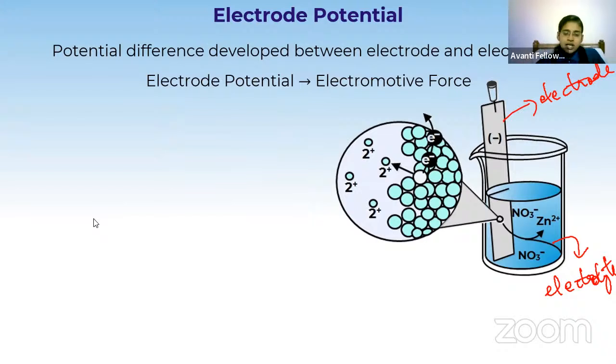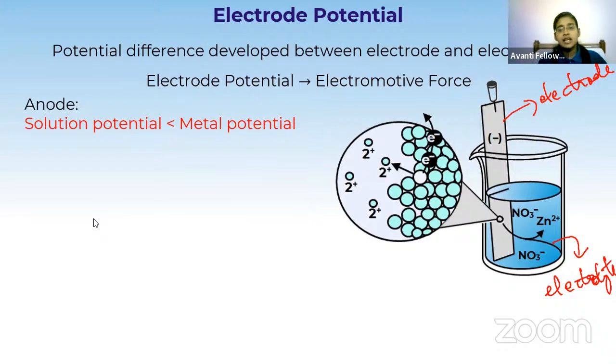So now let me talk something about anode. Solution will have some potential and that is called as solution potential. And the metal will have some potential which is called as metal potential. So in anode, metal potential will be greater than the solution potential. Zinc is the metal. Electrode can be made of zinc. Zinc is a metal. If it loses 2 electrons, it will be converted to zinc 2 plus. So here the metal potential is greater than solution potential.